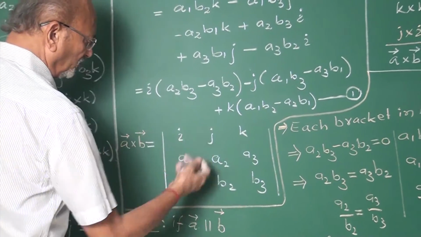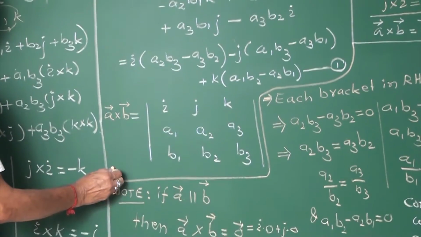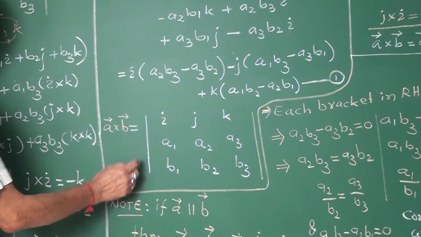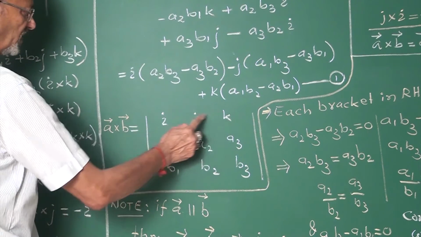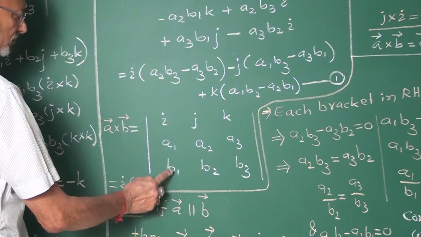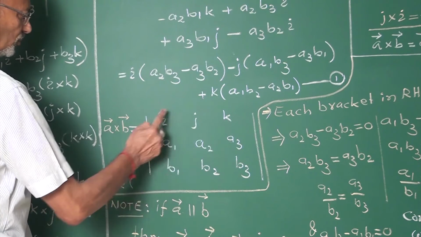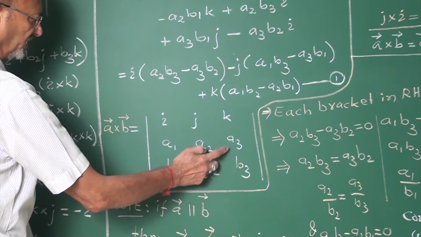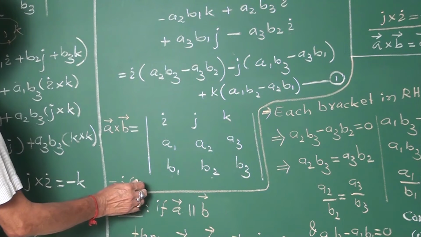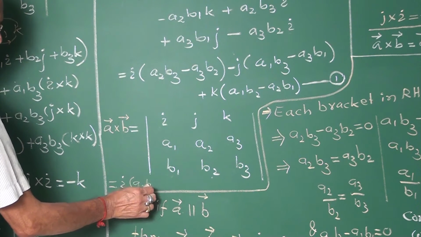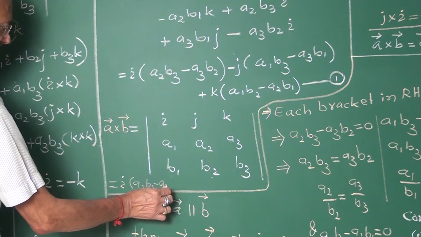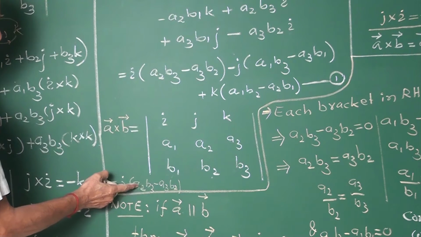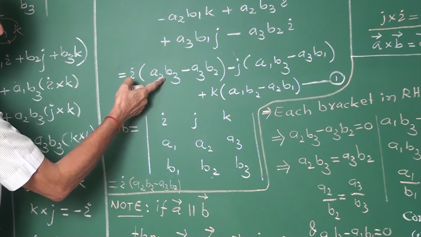Now, you know the expansion of this, my friends, how it is. This is i into, leaving the elements of the first row and first column, a2 b3 minus a3 b2. See, it is the same: a2 b3 minus a3 b2.